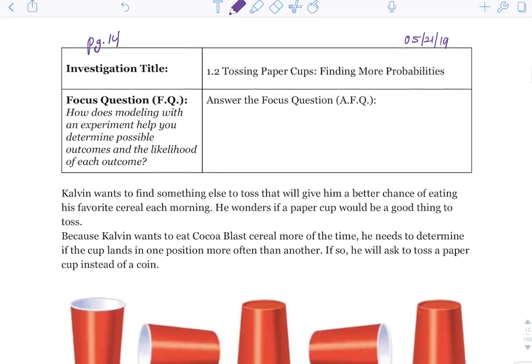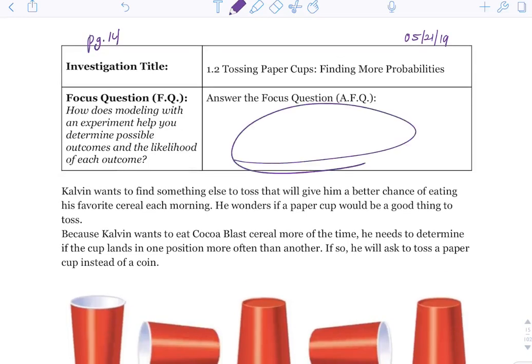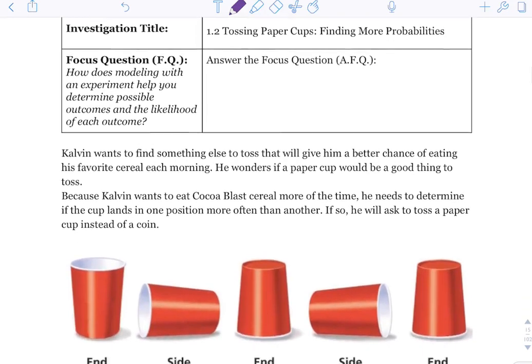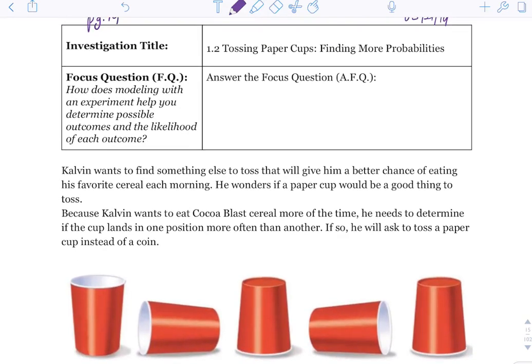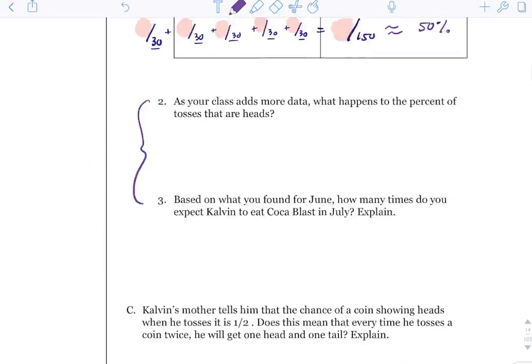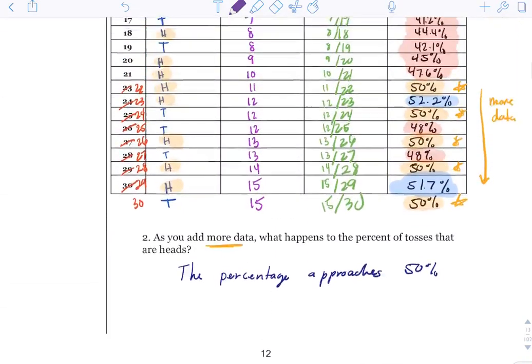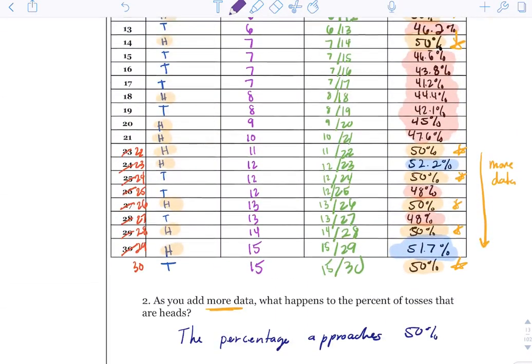Okay, so this is the other focus question that you'll be answering. How does modeling with an experiment help you determine possible outcomes and likelihood of each outcome? In this story, it's still Calvin, and he would like to get a better chance of eating his favorite cereal. In our last experiment, we learned that a coin flip yields roughly 50%. Not everybody, not all the time, but it's pretty close to 50%, especially if you get more and more flips.